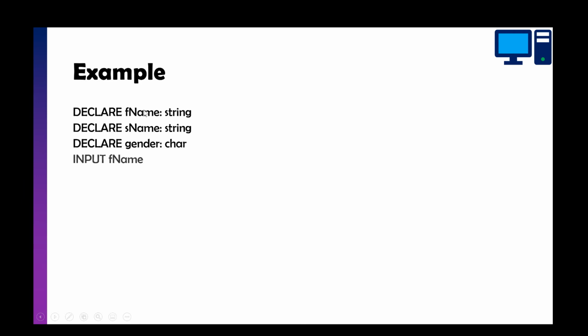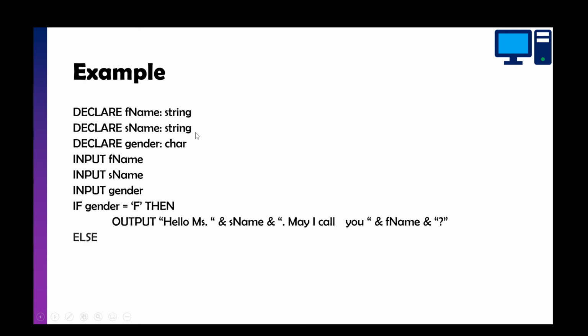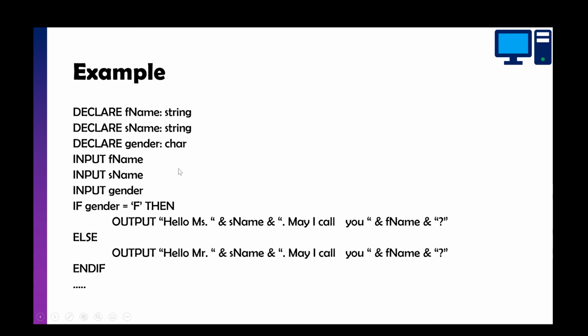So we've got a forename and a surname, fName, sName, and gender. We input these, and then if the gender is F, it'll output hello miss, surname, may I call you by forename. If you typed in anything else, like Z, X, M, it would output hello Mr, may I call you, and the same sort of thing. It will only do the first piece of code if gender is equal to F. Otherwise, it will always say this. It doesn't matter what you type in, even if you typed in nothing and just pressed enter, it would still output hello Mr.